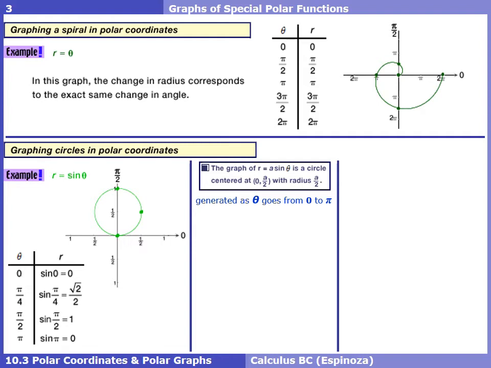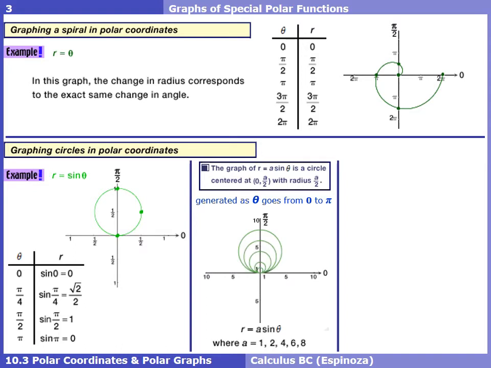So to generalize this more so you can have the pattern for these circles, if you ever have an equation where r is equal to a number times sine theta, you're going to have a circle. The center of that circle is going to be at 0, a over 2. The radius of that circle is going to be a over 2. And you can see this pattern down here of all the circles I graphed. When a is equal to 1, it's this very small circle. When a is equal to 2, the next one bigger, and so on and so forth.